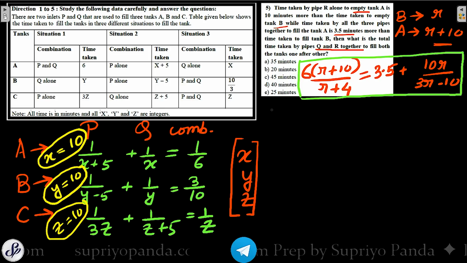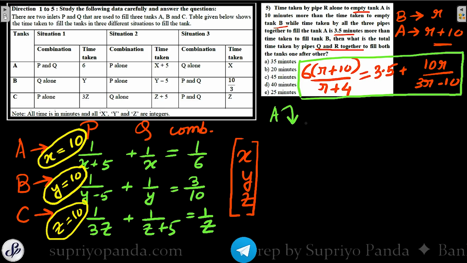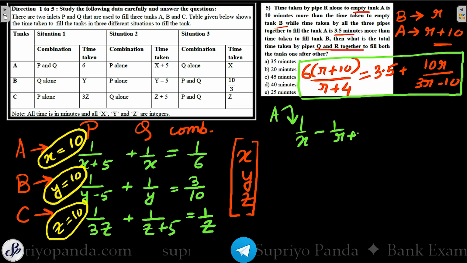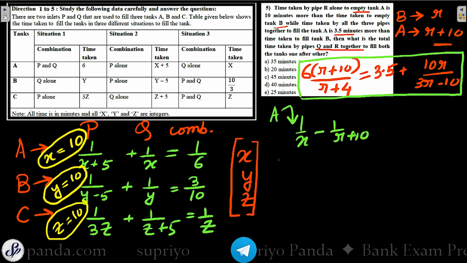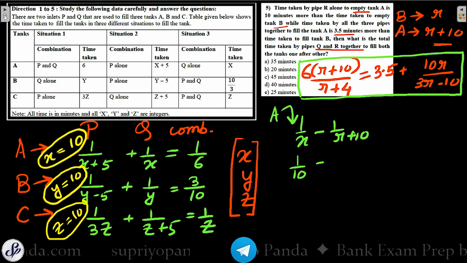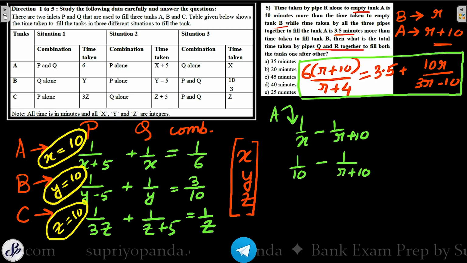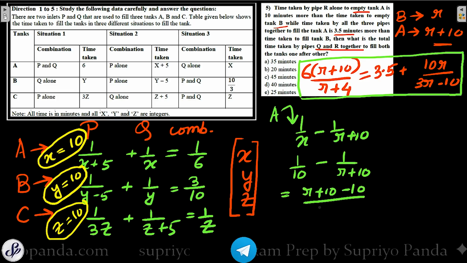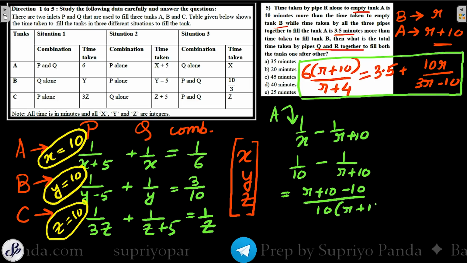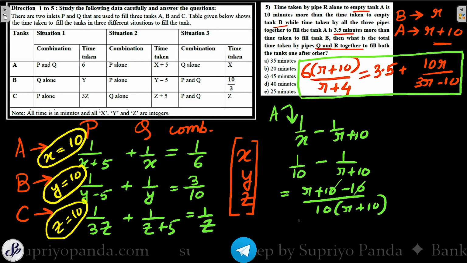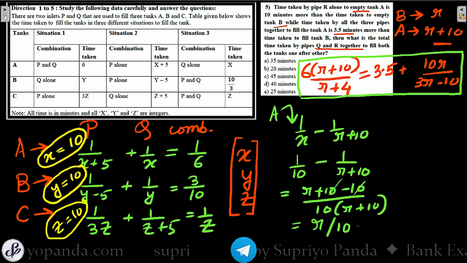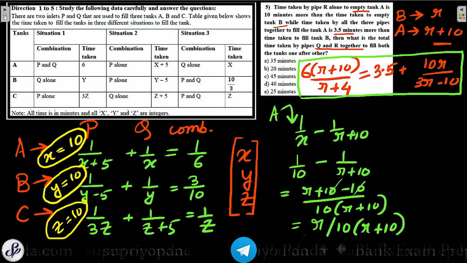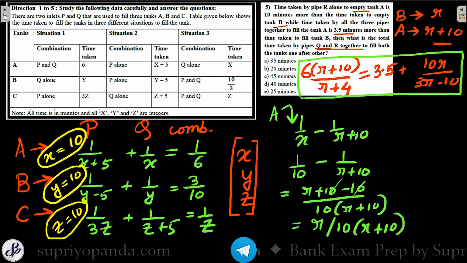Doing this reverse calculation for tank A, we can write 1/x minus 1/(r+10), because that's the one for A. So we have 1/10 minus 1/(r+10). This gives us (r+10 minus 10) divided by 10 into (r+10). These get cancelled out, and that gives us r by 10 into (r+10). Remember, we have to invert it to actually find out the minutes, and this is the calculation that we did for A.